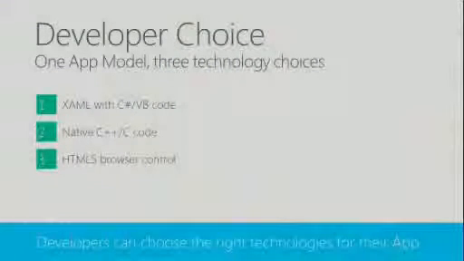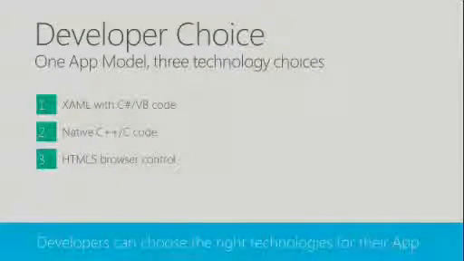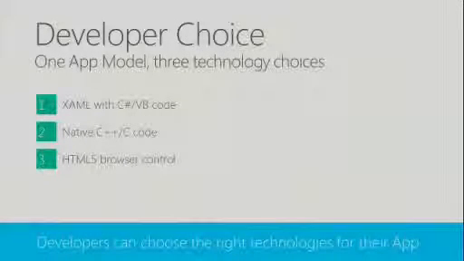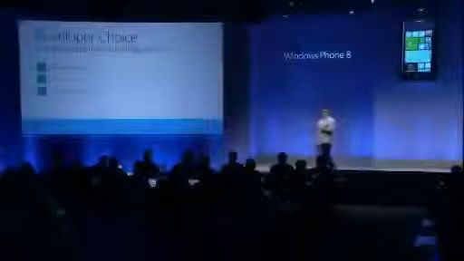We also believe in developer choice. We believe in one app model, but allowing you to have the right technologies for the right parts of your application. So first, we will continue to support XAML, so you can build your Metro-style UI, and you can use C# and VB code. We also now support native C and C++ code, and we will continue to support our HTML5 browser control that's based on IE10. But this is not a hard choice. Developers don't have to pick one technology with their whole app in that one technology. Developers can mix and match these technologies.